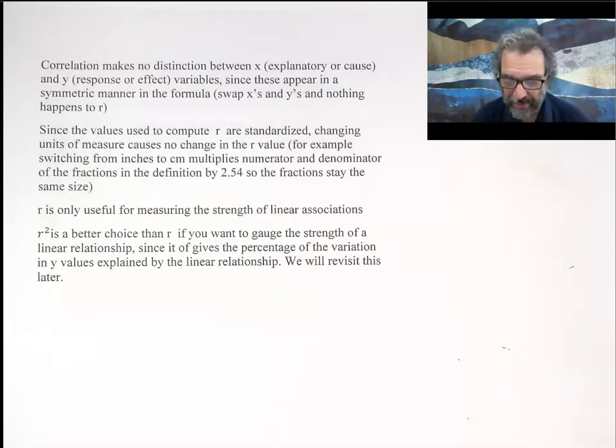Third statement, R is only useful for measuring the strength of a linear relationship. We knew that. R squared is a better choice than R if you want to gauge the strength. And we'll see why R squared matches your intuition better than R does. So, you know, R close to 0 means not much of a pattern, but actually R has to be pretty far away from 0 for a pattern to really be reasonable. So maybe R has to be bigger than 1/2 or less than -1/2 before you start to see the pattern that might be useful. So any R's between -1/2 and +1/2, if you look at the pattern, you don't really see much pattern, so there's not much use to the pattern. You'll see that later on.